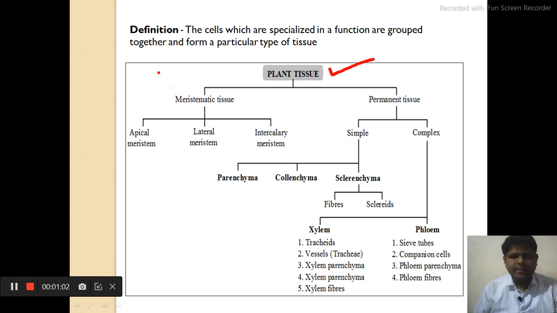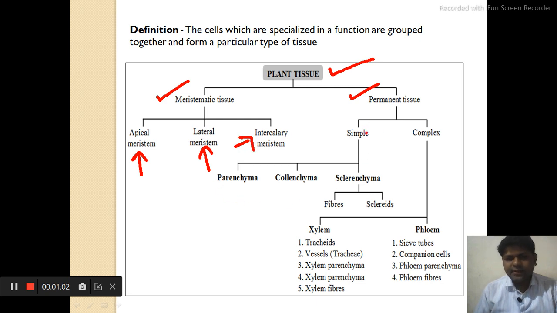Here you can see the whole chart of the types of plant tissue. The first one is meristematic tissue and the other is permanent tissue. Meristematic tissues are those which are rapidly dividing, continuously making copies of themselves. They are of three types: apical, lateral and intercalary.